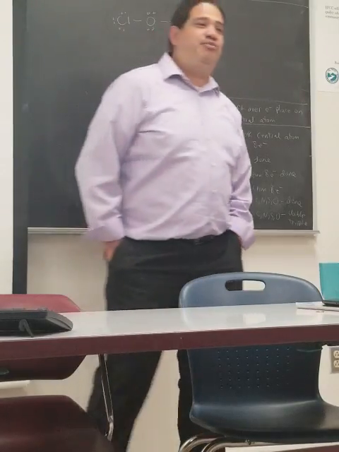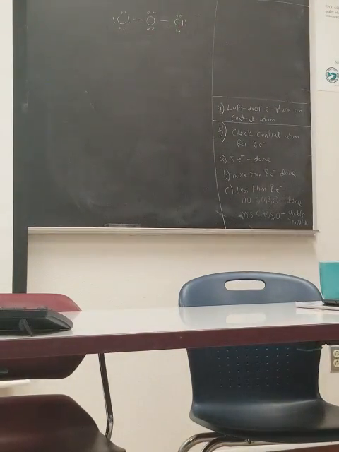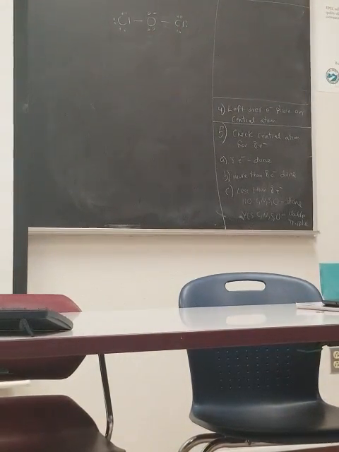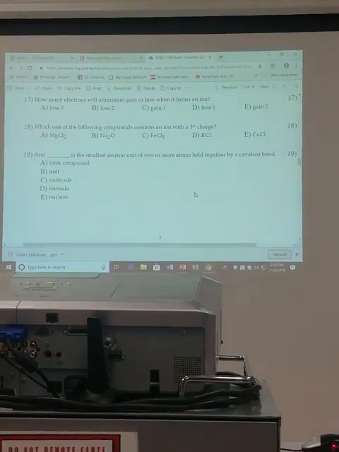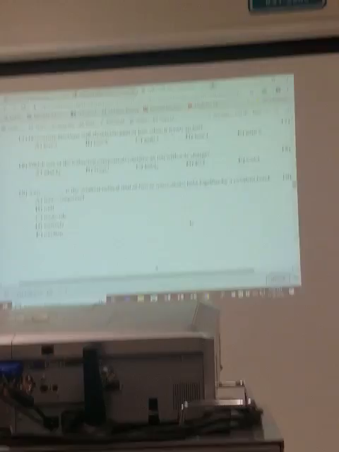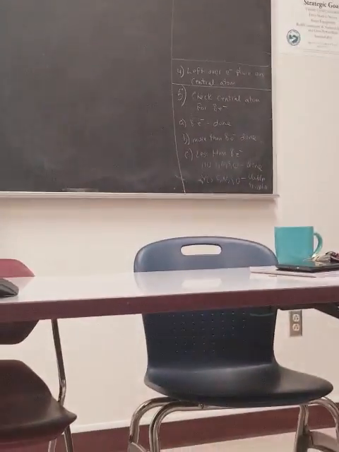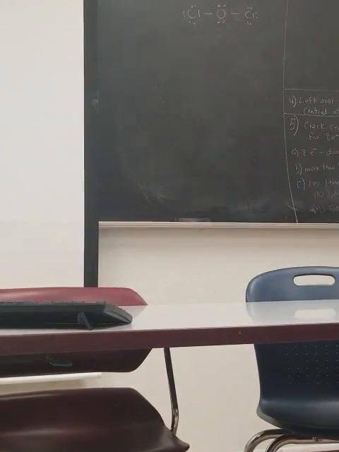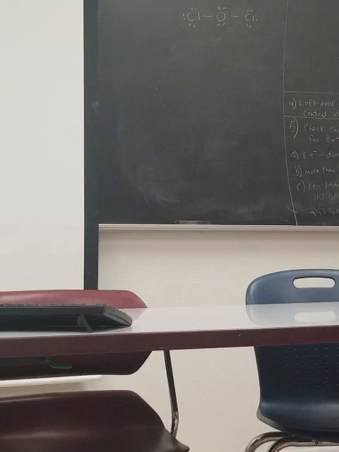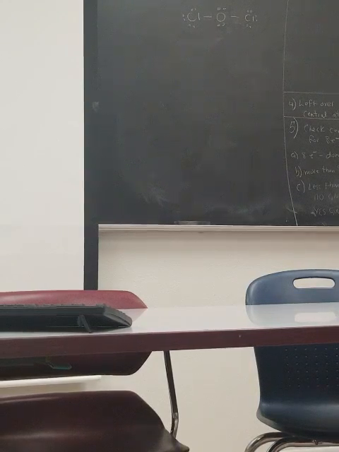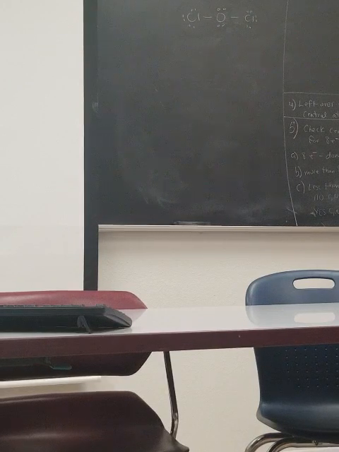So aluminum is in group 3. Group 3 metals have a charge of +3. So in order to go from 0 to a +3, what has to happen with the electrons? Have to lose 3. Yes. So A, when aluminum forms its ion, it loses 3 electrons.